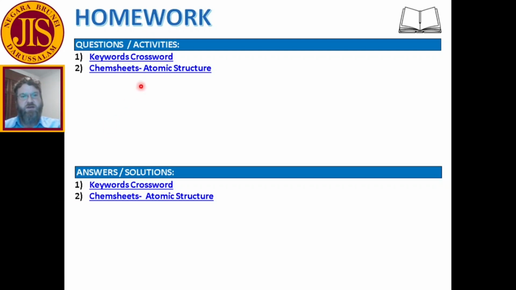For homework, I'd like you to do two activities. The first one is a keywords crossword that I created myself, and the answers are down here. The second one is a Chem Sheets worksheet, all about atomic structure and what you just covered. Again, the answers are down there. It shouldn't take you too long. You're going to find that the workload for homework is a bit more than it was in GCSEs. Let me know if you have any problems accessing those files. You should be able to just open this PowerPoint and click on the links. All the best.